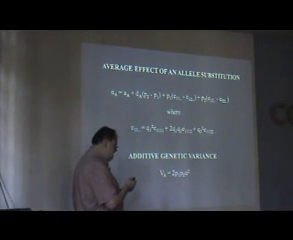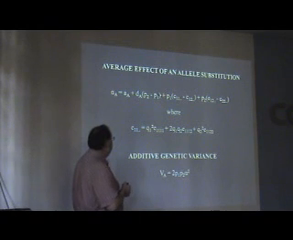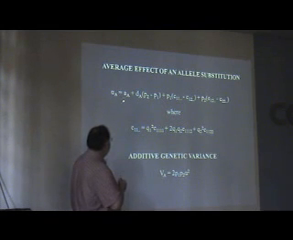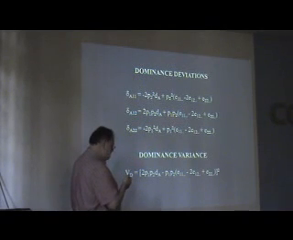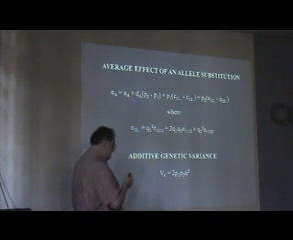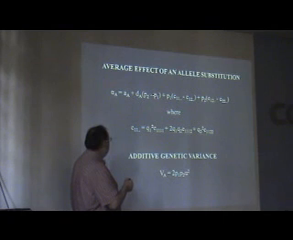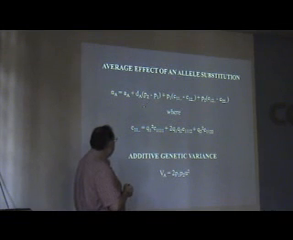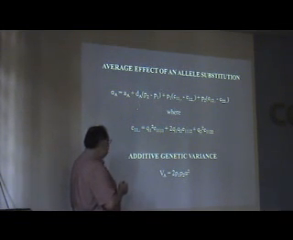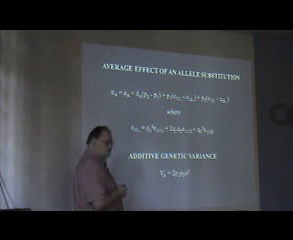And in the definitions from Falconer, you've got the average effect of an allele substitution is going to be equal to the additive genotypic value plus the dominance genotypic value times P2 minus P1. These are the allele frequencies of the A1 allele and the A2 allele at the locus. So P1 and P2 are for the A locus, Q1 and Q2 are for the B locus.